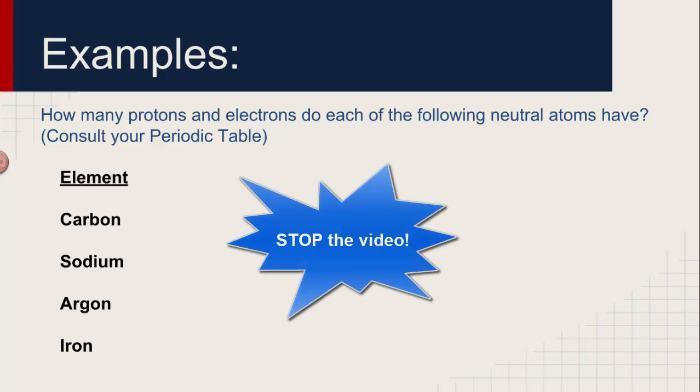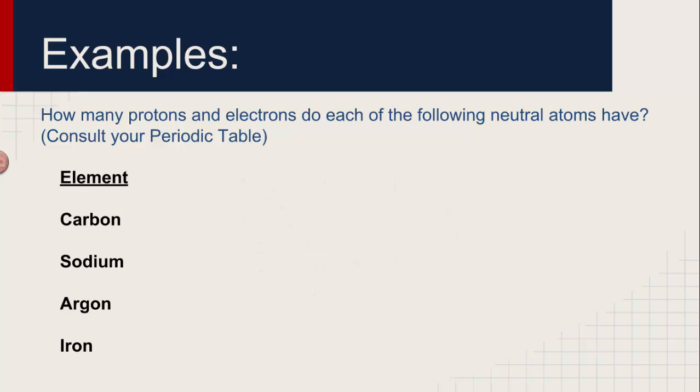Okay, stop the video and go figure out how many protons carbon has, and therefore how many electrons it has if it's neutral. Stop the video and come back when you're done. Are you ready? All right, well, let's see how you did.